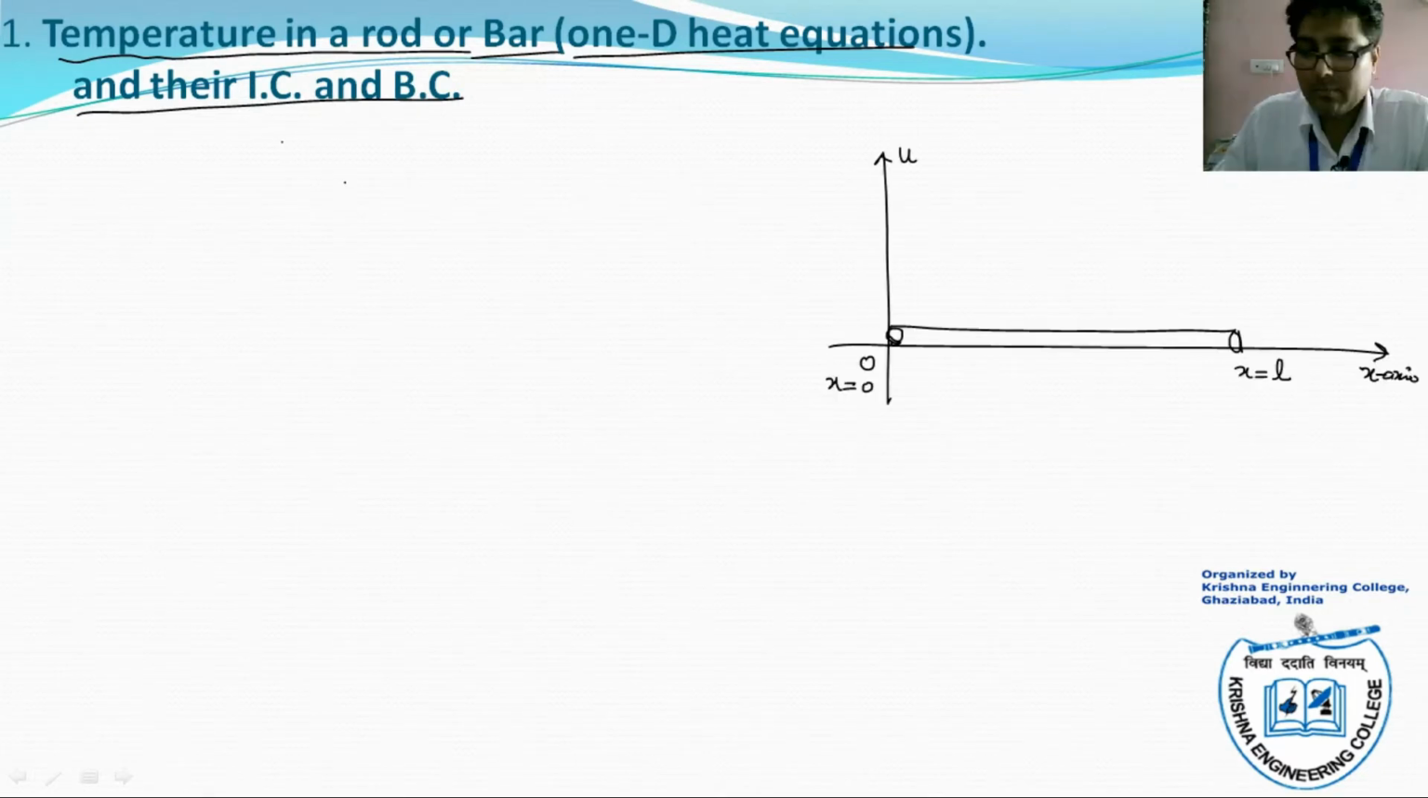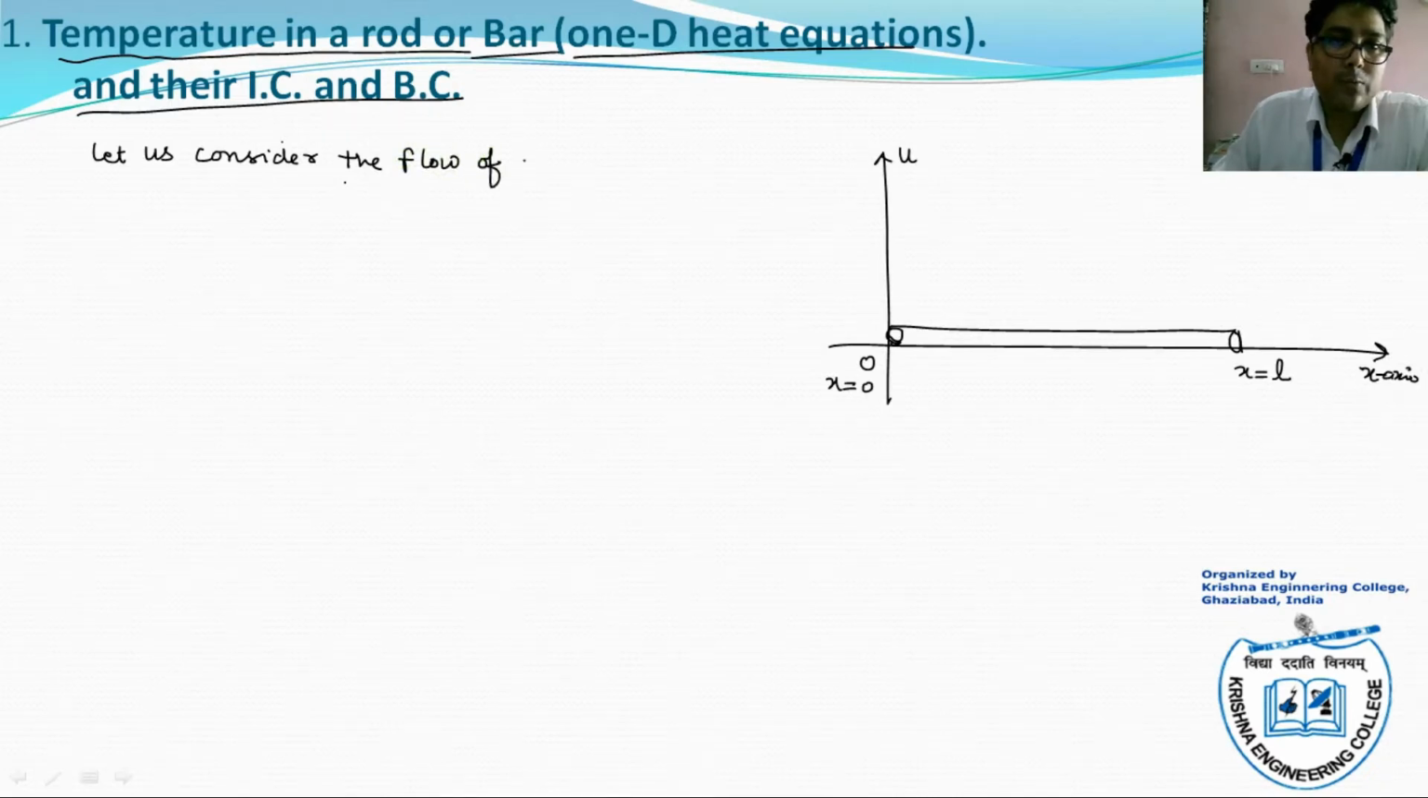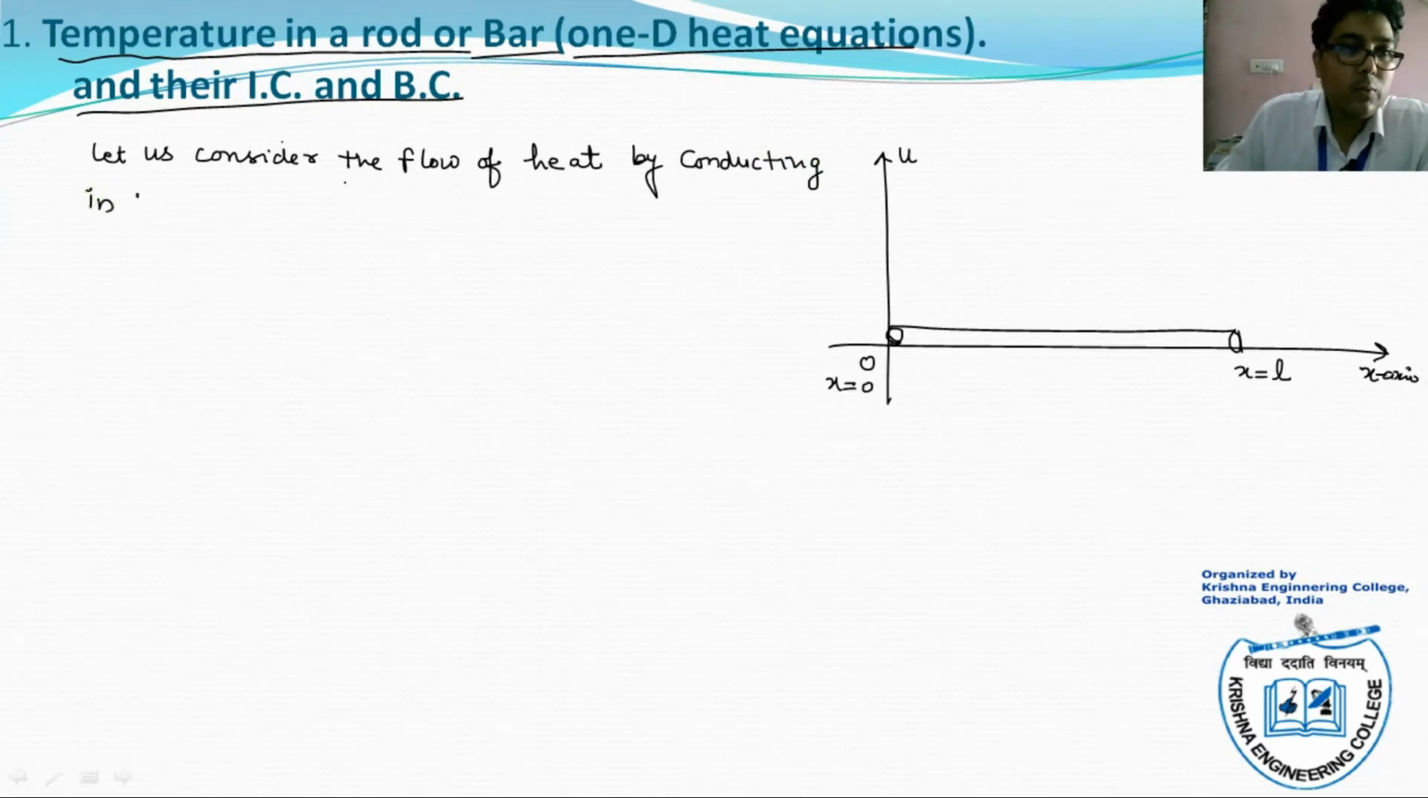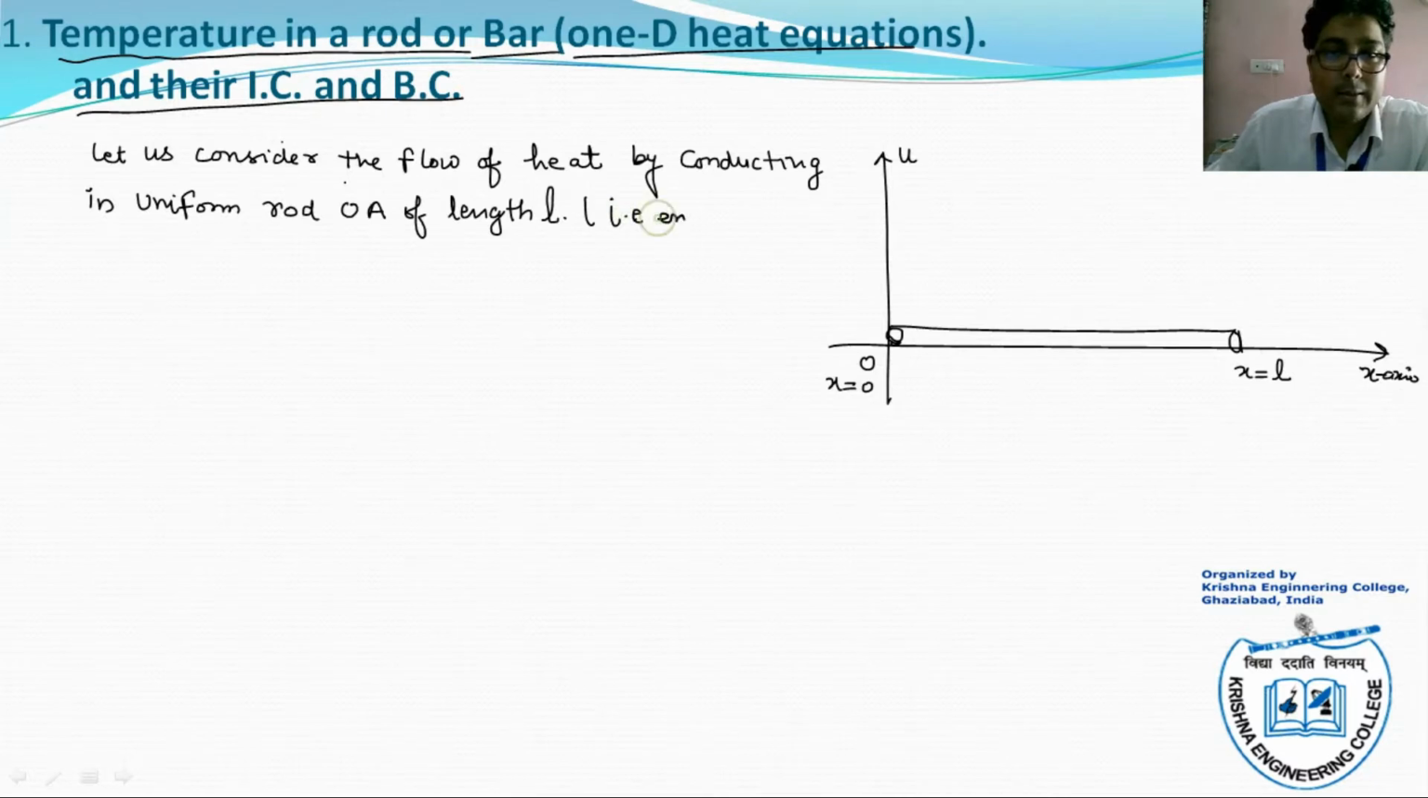So let us consider the flow of heat by conduction in a uniform rod, the uniform rod OA of length L, that is at end O x is equal to 0 and at end A x is equal to L. Clear?